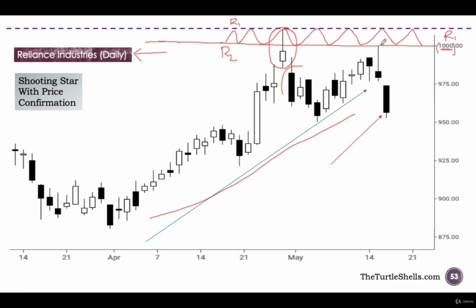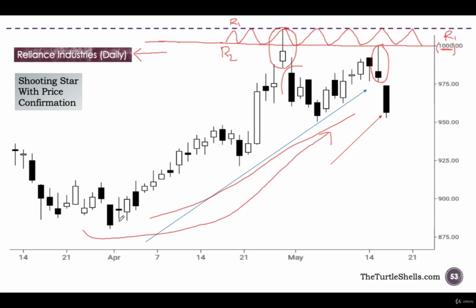And look at the shooting star. It's not a perfect shooting star because of that small lower shadow, but look at this shooting star. It has failed to both cross as well as close above that resistance zone. It has neither crossed the resistance zone nor closed above it. And it is a shooting star which is coming after a prolonged uptrend.